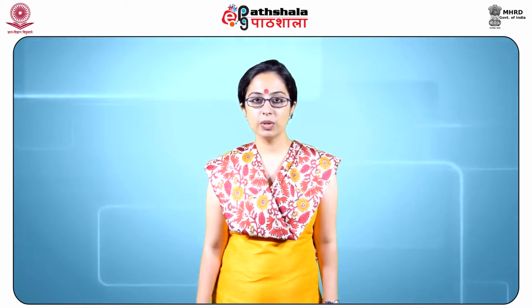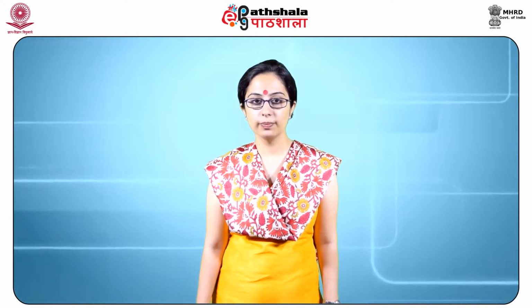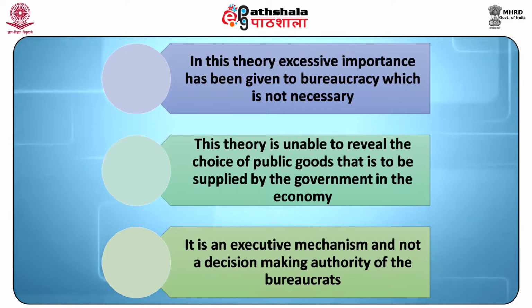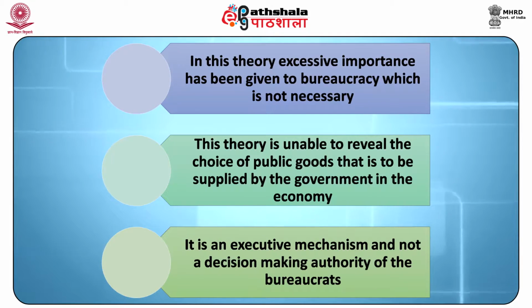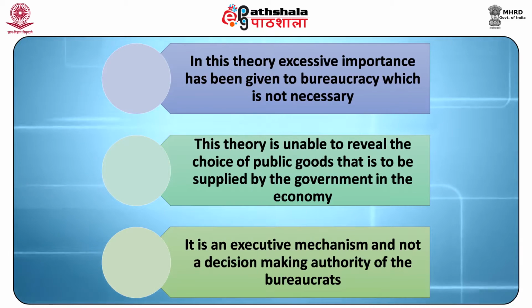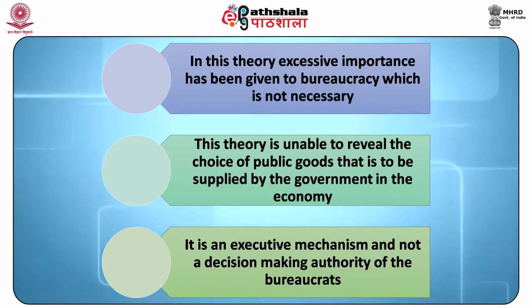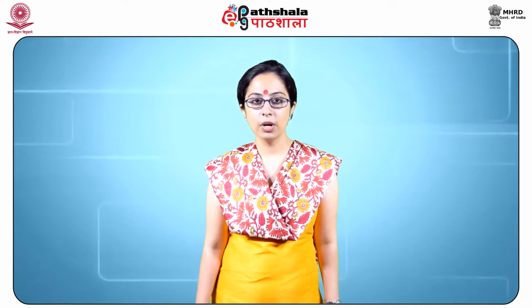But this theory has been criticized on the following grounds. In this theory, excessive importance has been given to bureaucracy, which is not necessary. This theory is unable to reveal the choice of public goods that is to be supplied by the government in the economy. It is an executive mechanism and not a decision-making authority of the bureaucrats. This theory is not much affected by the criticism because it is the first theory that discussed the importance of bureaucracy in the economic decision-making process.